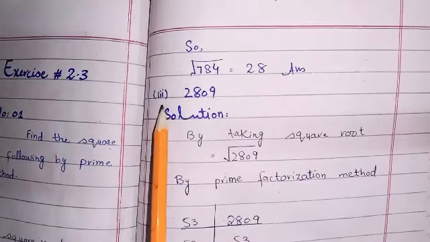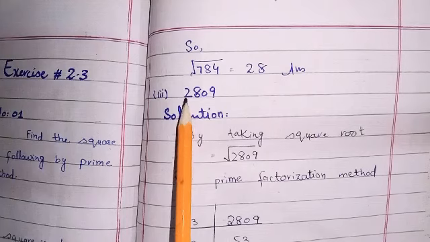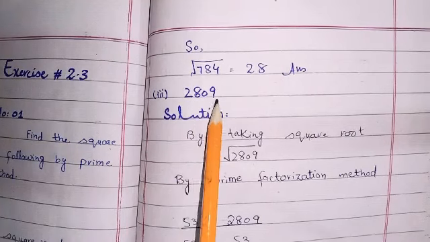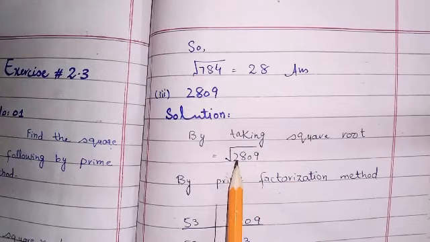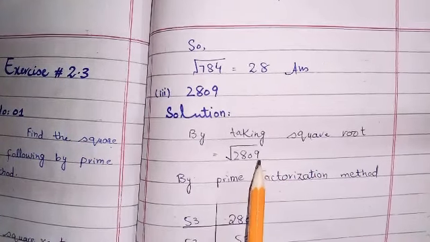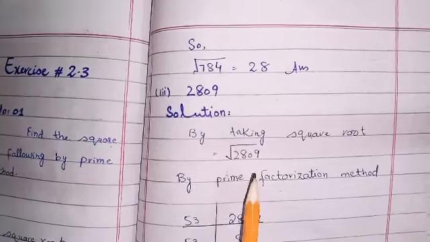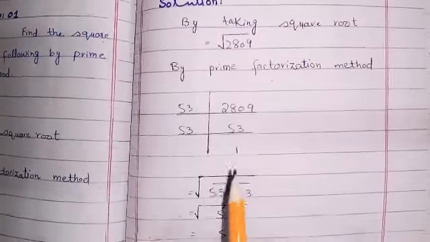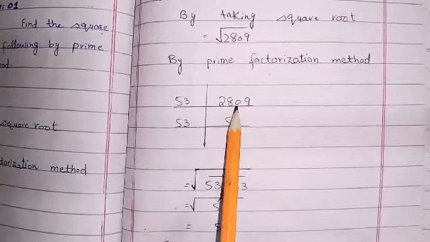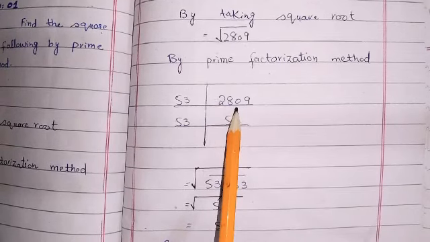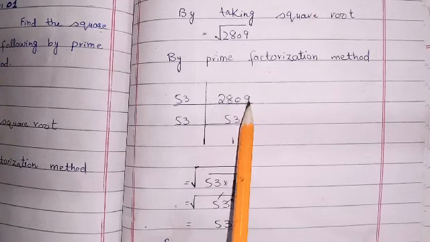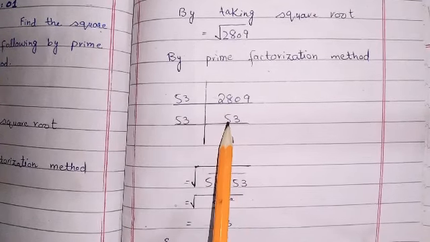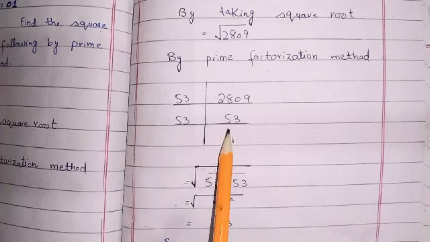Now students, here is our part 3, which has a natural number 2809. Students, first we will take the square root of it, the square root of the number 2809. Now students, we will find out the prime factors of the number. Here it is. Students, this natural number is only divisible by the prime number 53, so we will divide 2809 by 53, we get 53, and 53 1s are 53.